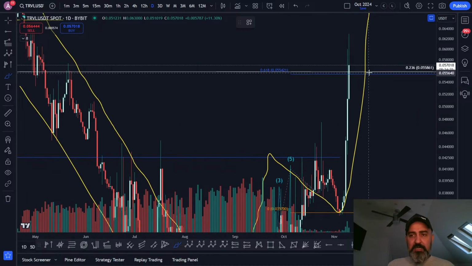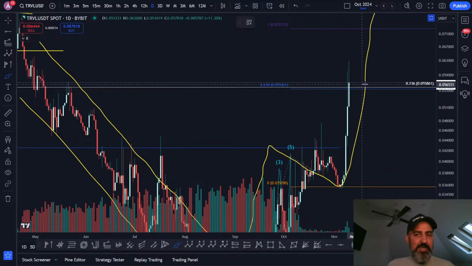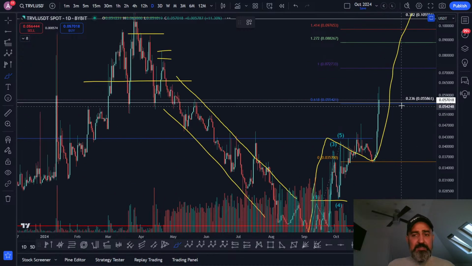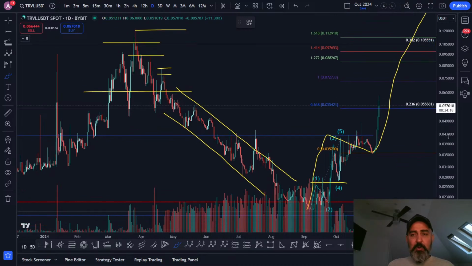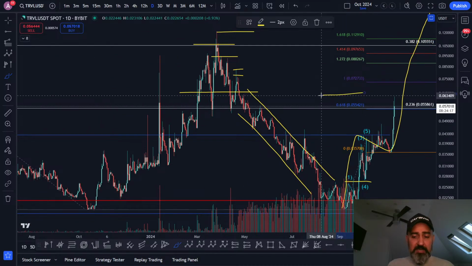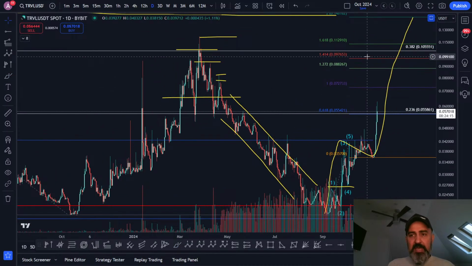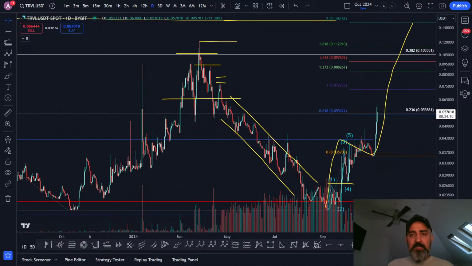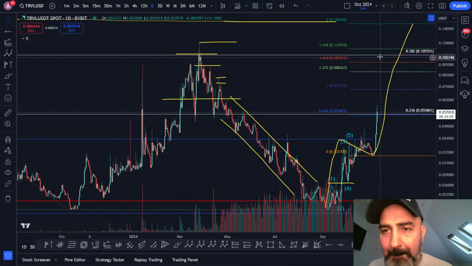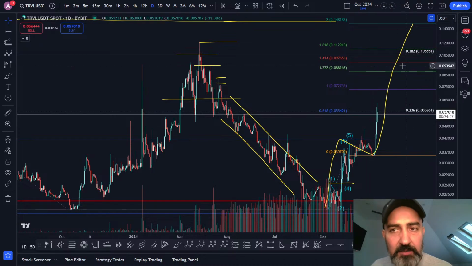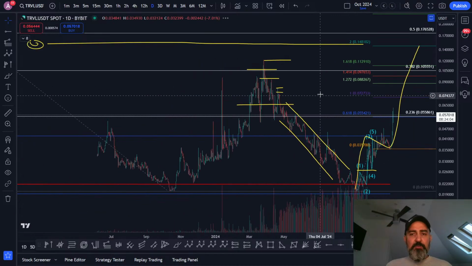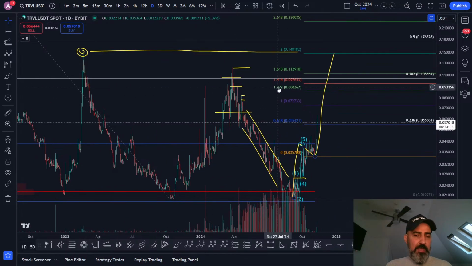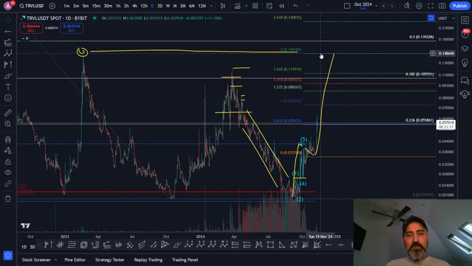So let's see if we can defend this. If we can defend 5.5 cents and flip it into support, then I don't really see any reason why we don't head up to 10 cents, 9-10 cents. That would be even slightly higher. But really, my aim here as a bull is taking out that 1 to 2, which is all the way up at that pivot. That's really what I'm aiming for right now.